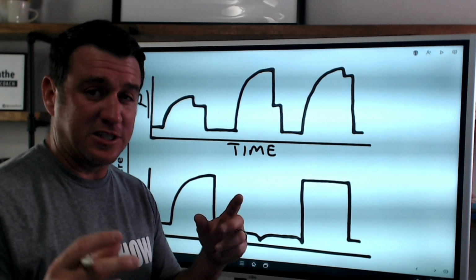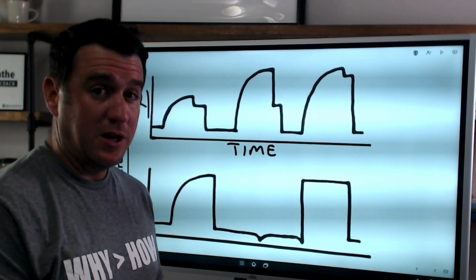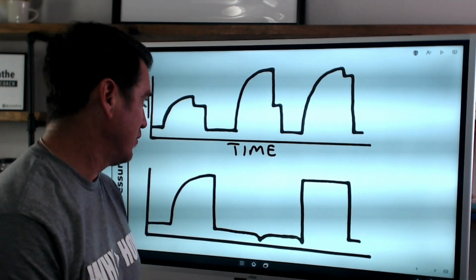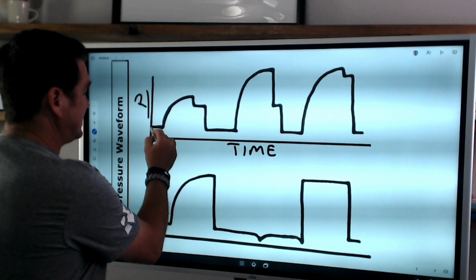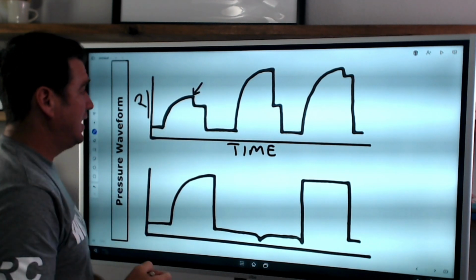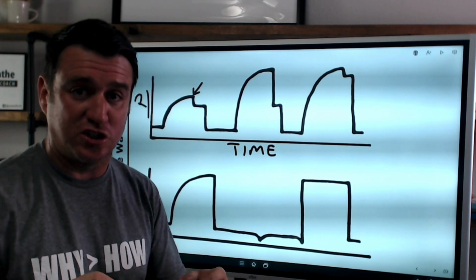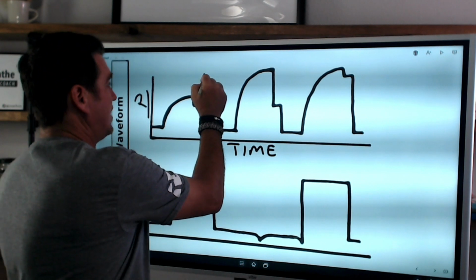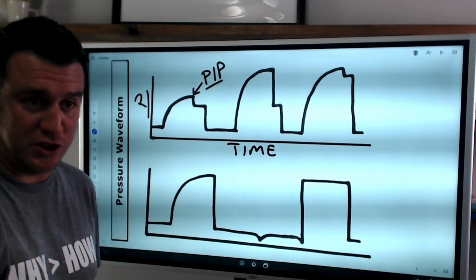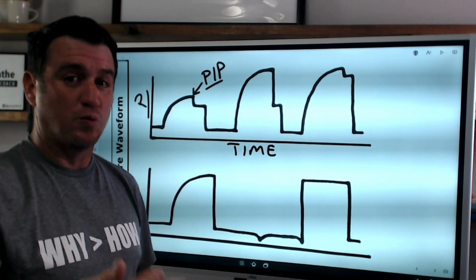Before we jump into some of the ways to use the pressure waveform to help you be a better clinician, let's just talk about the basics of it first. So as this pressure rises, we're going to come to a point here. This point is the highest pressure that is reached during the breath. This is what we call PIP. It is peak inspiratory pressure. That is what the highest point represents.